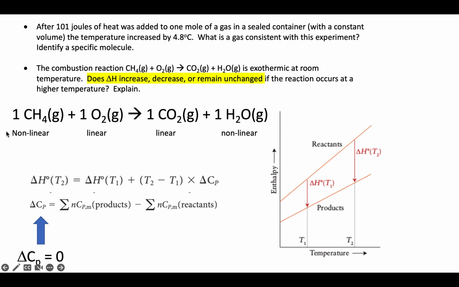So we have in our balanced equation, they're all ones. We have a nonlinear molecule and a linear molecule in the reactants. And in the products, we have a linear molecule and a nonlinear molecule. So if we were to add up the contributions to the translations and the rotations comparing products and reactants, they're the same. There is no change in the heat capacity. So that tells me the lines here would have the same slope. They'd be parallel to each other. So the enthalpy change there would remain unchanged. It would have 2 parallel lines.